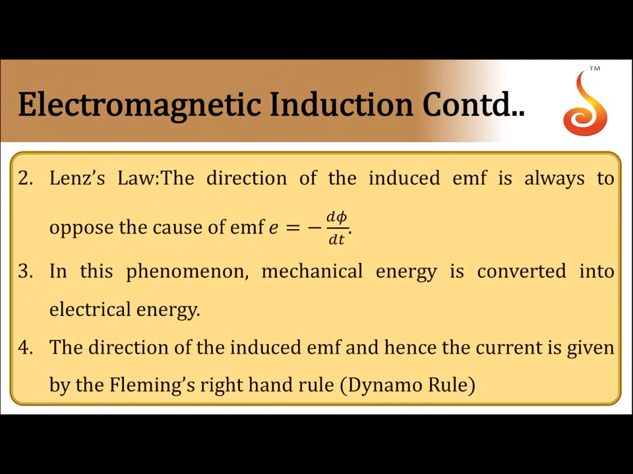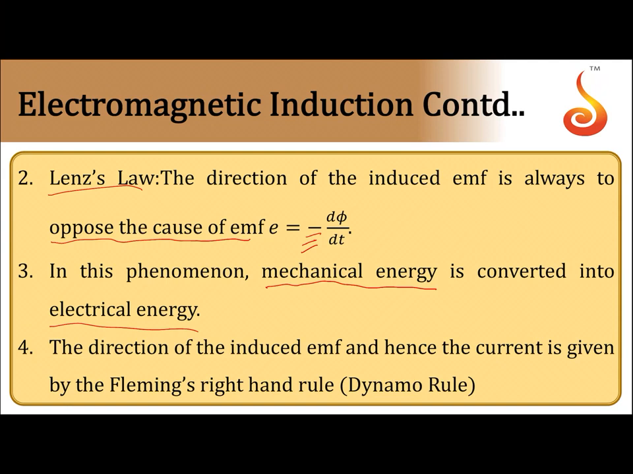Then the direction of induced EMF is given by Lenz's law. According to Lenz's law, the direction of induced EMF is always such that it opposes the cause that produces the EMF. So we get this additional negative sign. This is the correction to Faraday's law. This correction is due to the conservation of energy, as mechanical energy gets converted to electrical energy.